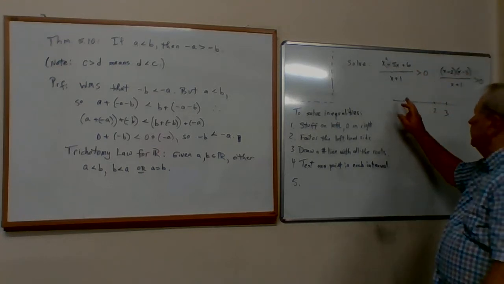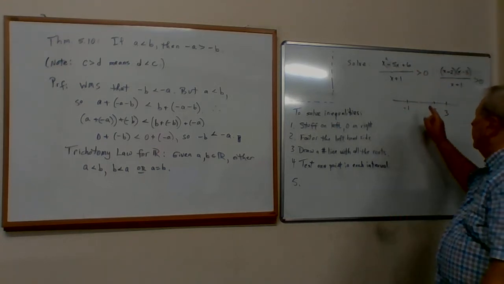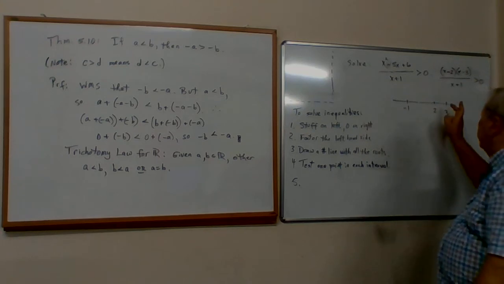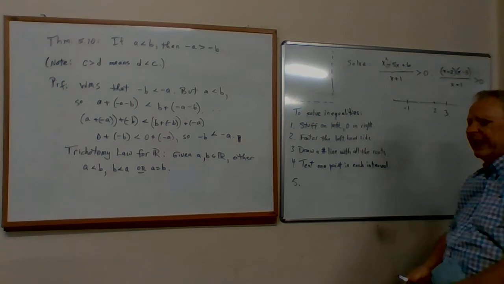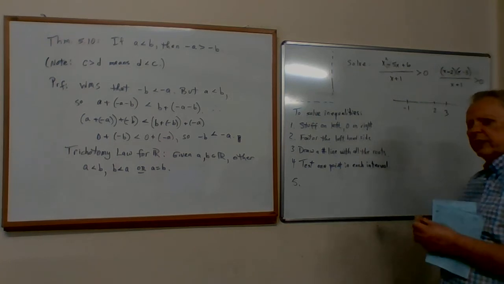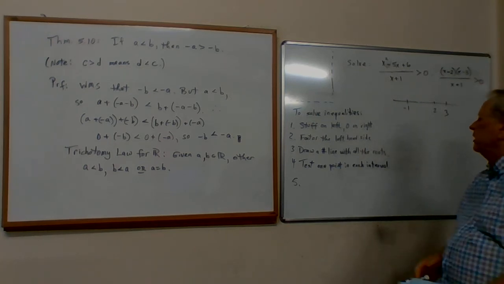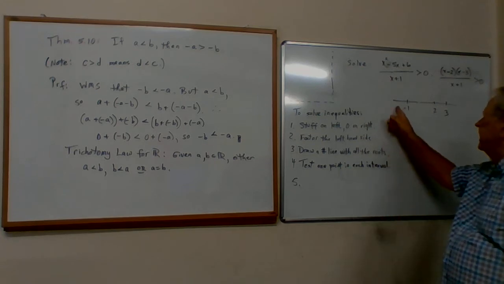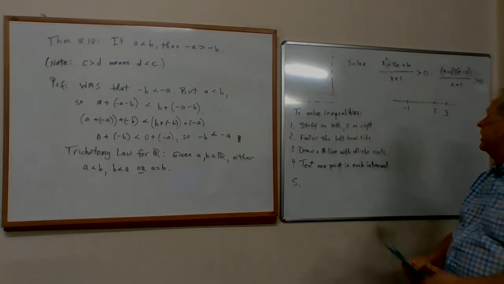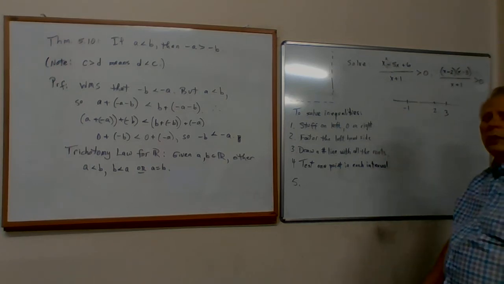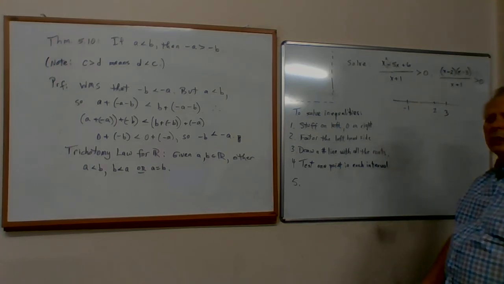I'm going to test 1 point here, 1 point here, 1 point here, and 1 point here. Any point that I like. Now, why would this work? If I test -17 and you test -2, why would we get the same answer?